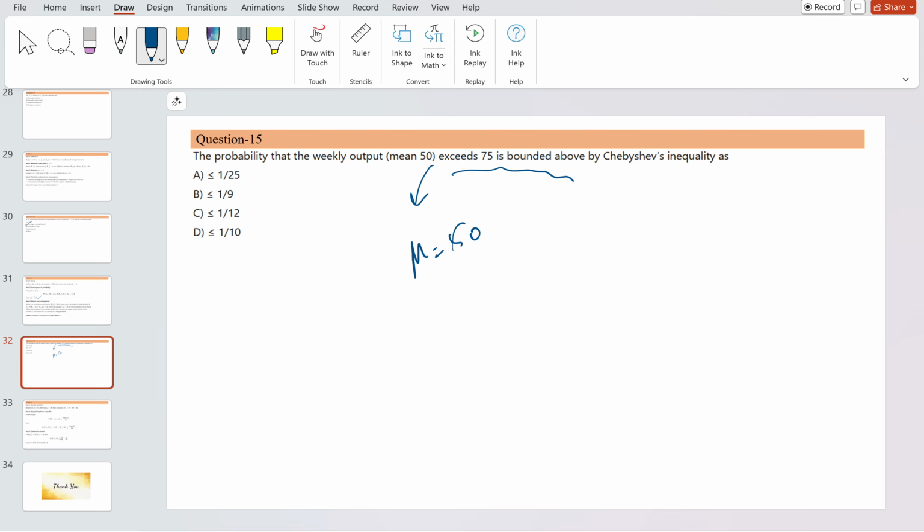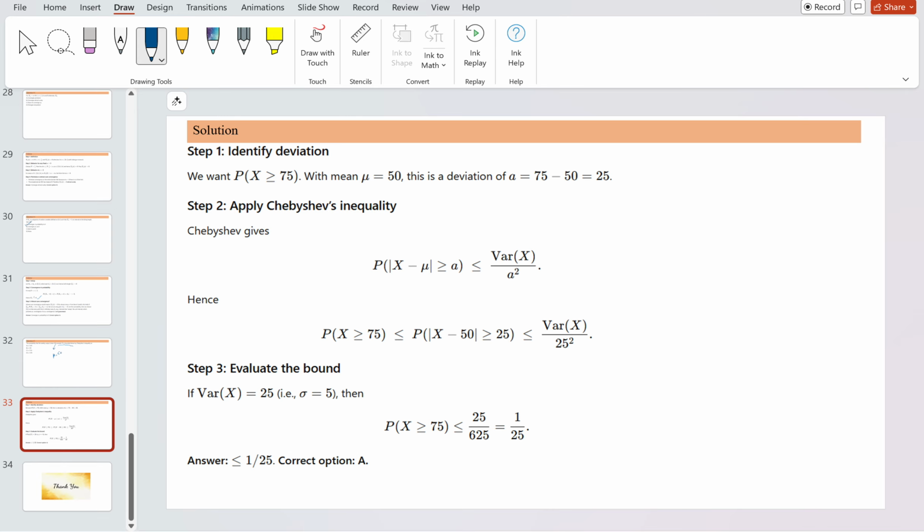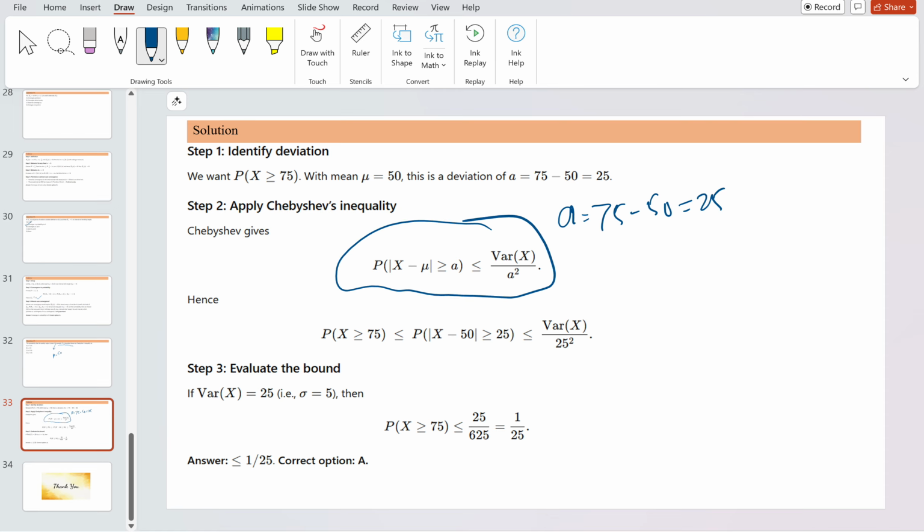Okay, let me give the solution for this. You have the probability of X greater or equal to 75 with mu equal to 50. The deviation is 75 minus 50, that is equal to 25. By the Chebyshev inequality, the probability of mod of X minus mu greater or equal to a is less than or equal to the variance of X divided by a square. So the probability of X greater than 75 is the probability of mod of X minus 50 greater or equal to 25, which is less than or equal to the variance of X divided by 25 square. If the variance of X is equal to 25 and sigma is equal to 5, then the probability of X greater or equal to 75 is less than or equal to 25 by 625, that is 1 by 25. So this is less than or equal to 1 upon 25.